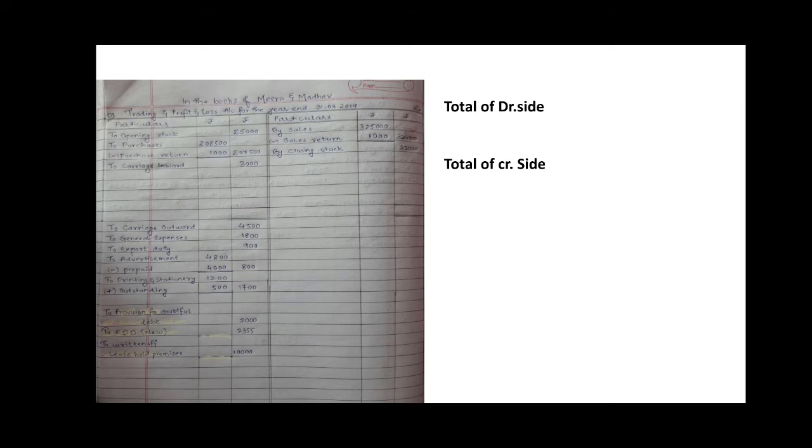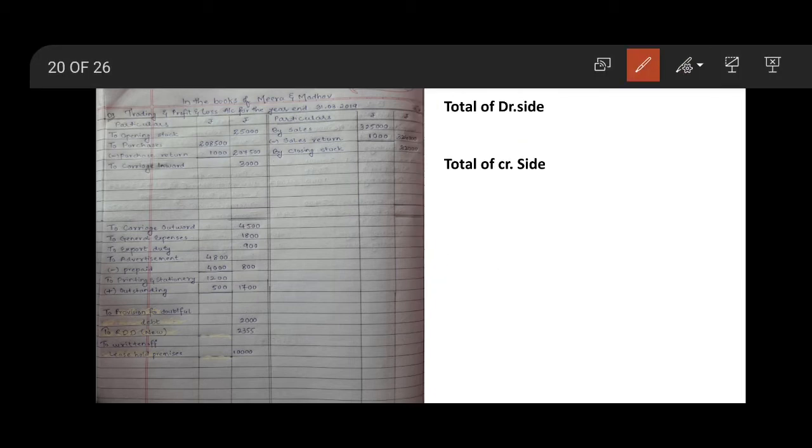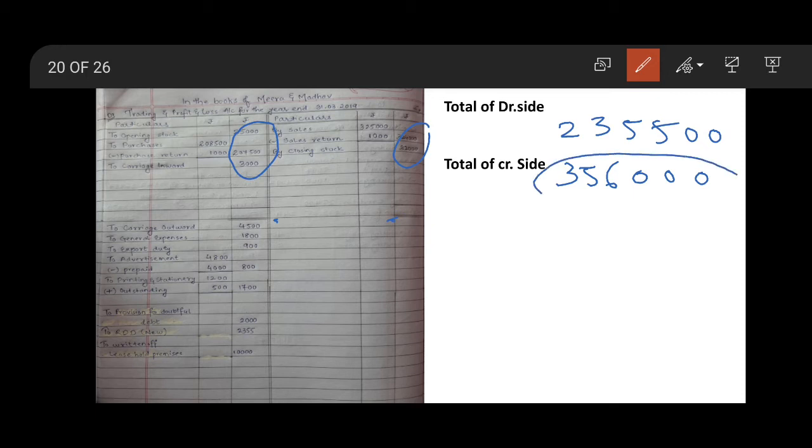Trading account first. Here we do have trading account till the closing lines. So we'll take the total of credit side and total of debit side of the outer column. The total of credit side is 3,56,000 and the total of debit side is 2,35,500. The greater is credit side. Therefore, we'll write this here in the closing line 3,56,000. Transfer the same amount in the closing of debit 3,56,000.